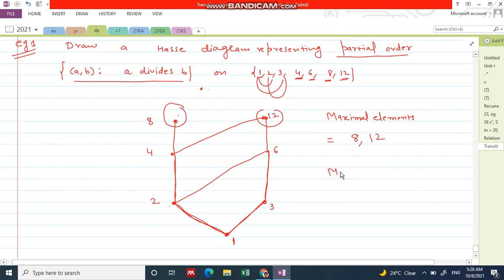Next we find the minimal element. Minimal elements are always found at the bottom of the Hasse diagram, and these are those elements which are not in a relation with any other element from below. Below 1 there is no element, so no element is in a relation with 1 from below. That is why 1 is the minimal element.